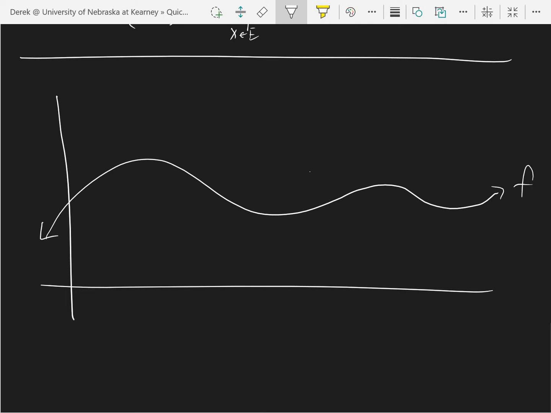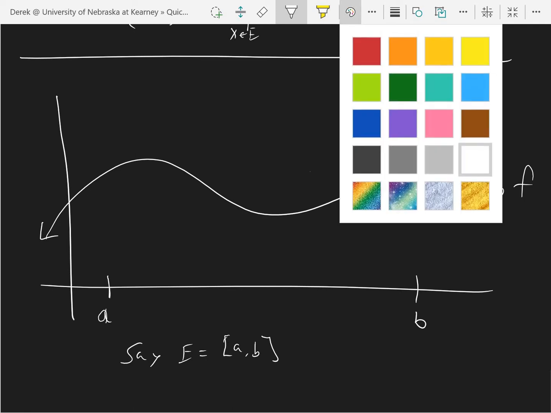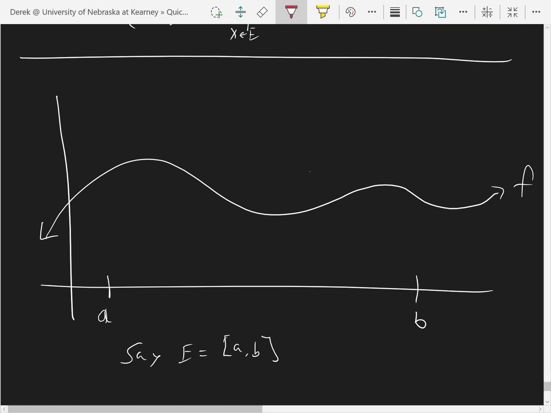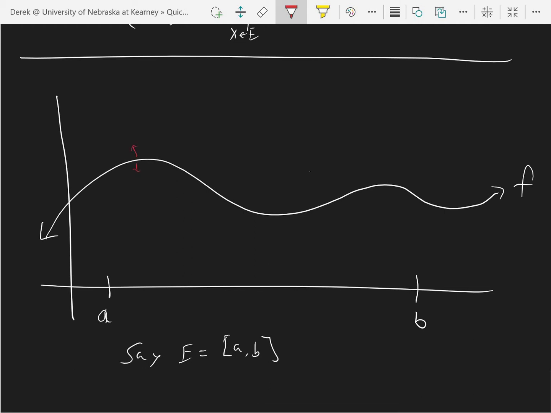Okay, I need all of the points, and let's say we just want convergence from A here to B here. So say E equals this interval from A to B. What we're going to do is take epsilon bigger than 0, and I'm going to get an epsilon envelope around this function here.